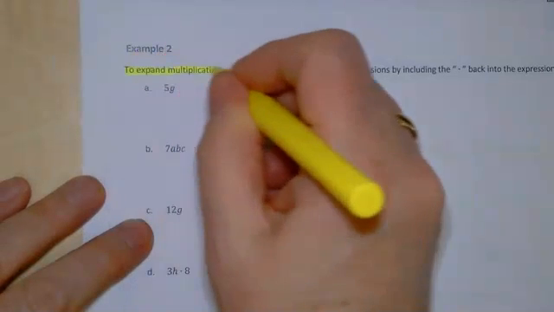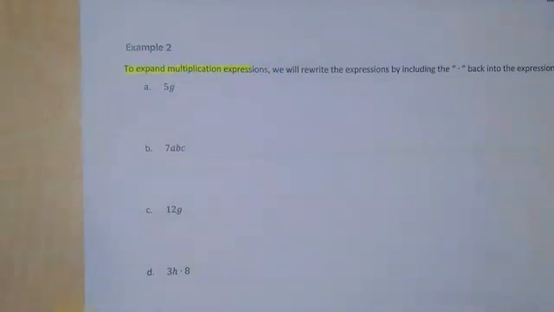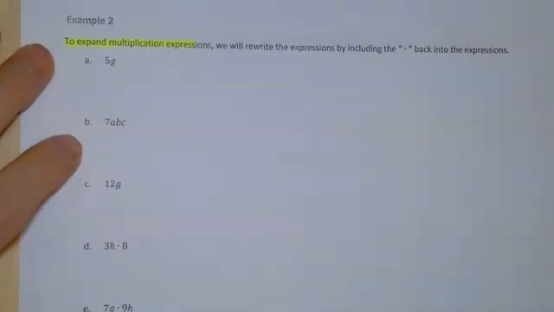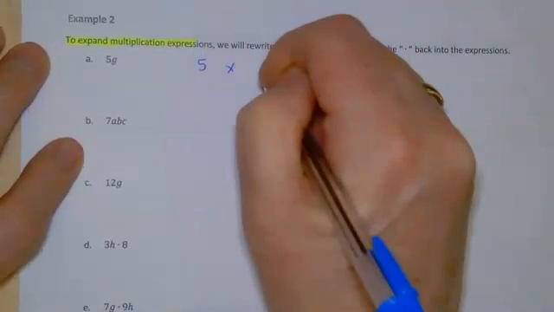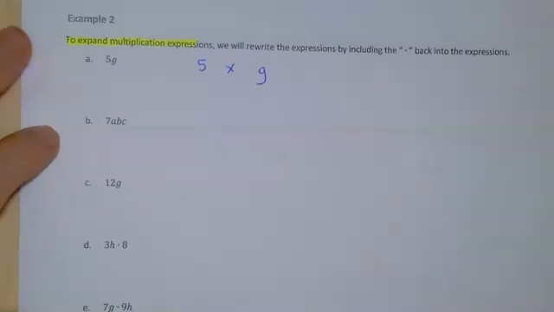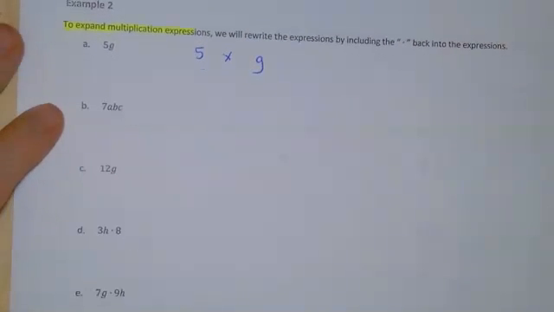Let's take a look here at the next page. We're going to put these back in expanded form. All right. So 5 with a G next to it means what, Quaid? So it means 5 times G. Omar, you get the next one. You ready?